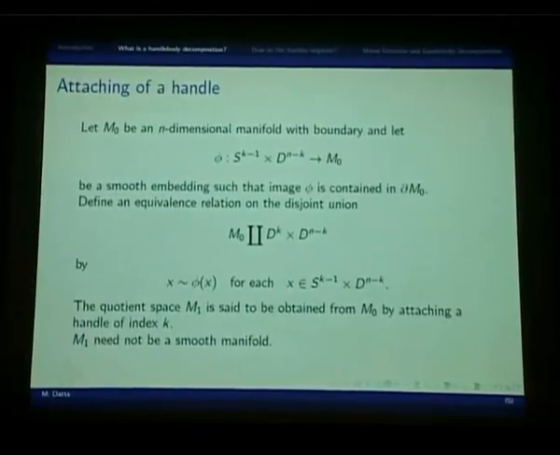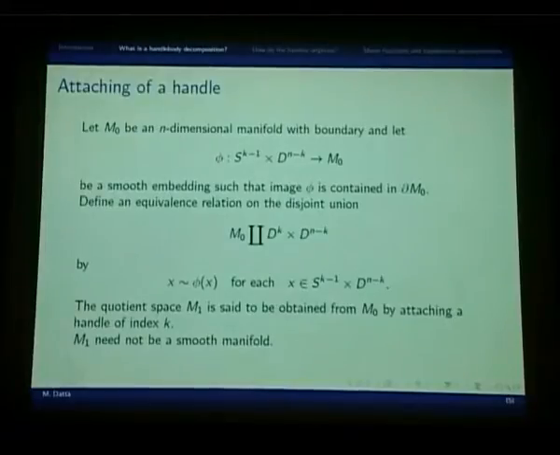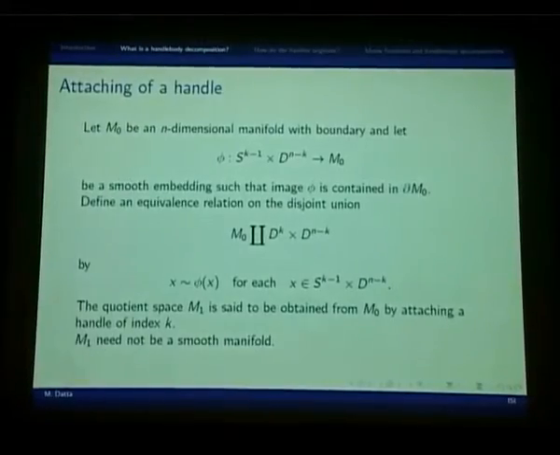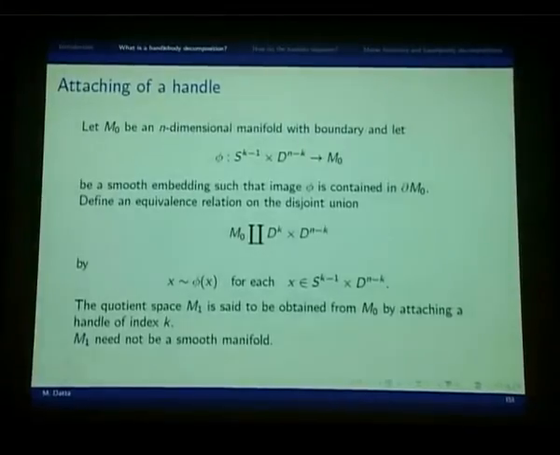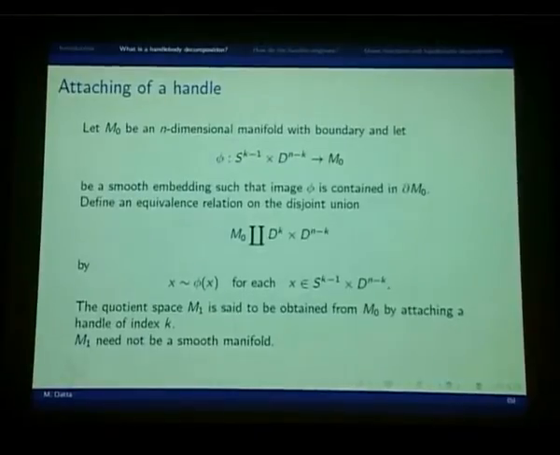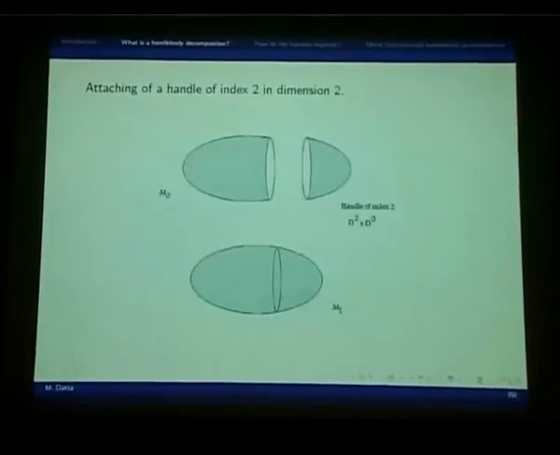So if you attach along S^(k-1) × D^(n-k), then I will be saying that you have attached a handle of index k. On the other hand, if you are attaching along D^k × S^(n-k-1), then that will be a handle of index n-k. Okay, let us see what is.